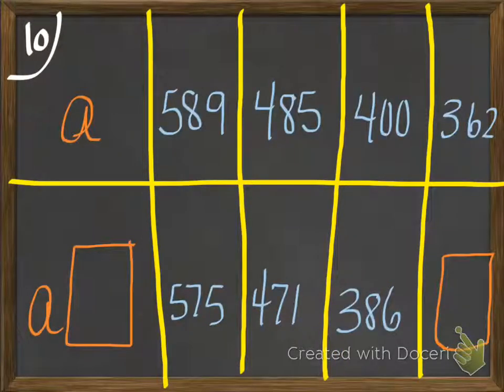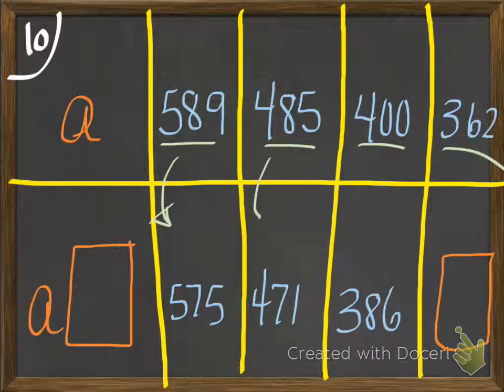Okay, number 10. We have A. This is going to be our last one. A equals 589, then 485, 400, and 362. How is that relationship changing? A is changing how? If you said it was the operation of subtraction, you're correct. If you said it's subtracting 14, you are also correct. And then our last answer should be 348.